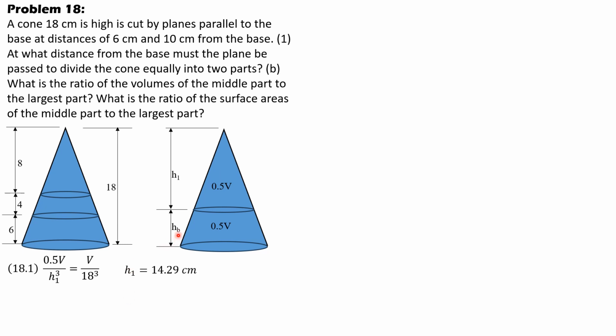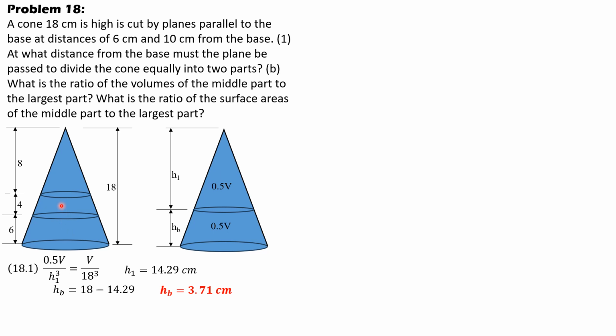Therefore, for the cutting section such that the cone is divided into two equal parts, HB is 18 minus 14.29, and that is equal to 3.71 centimeters.